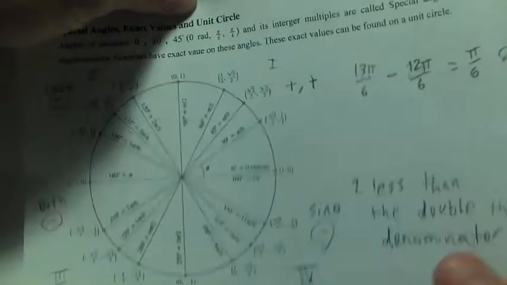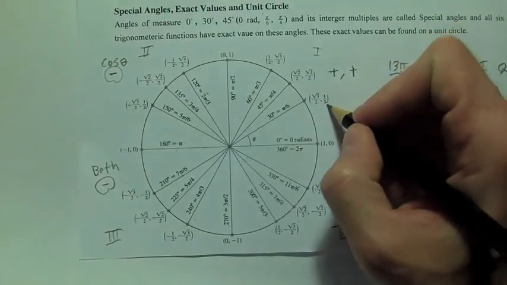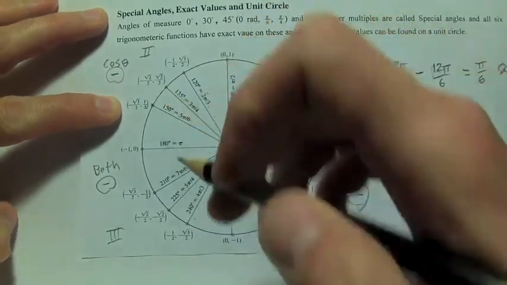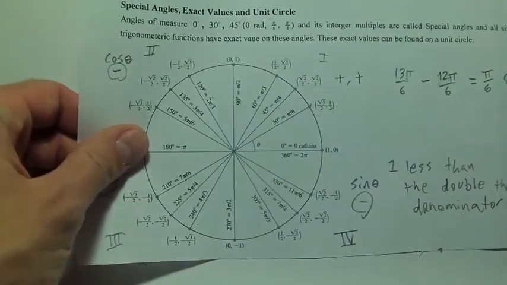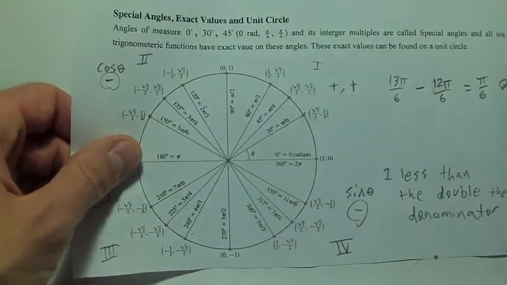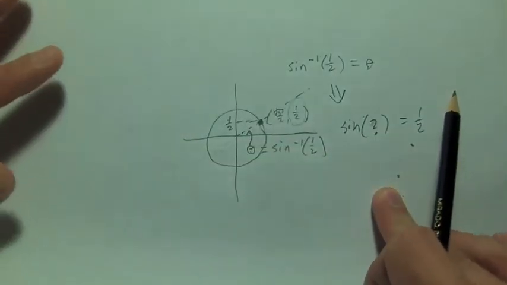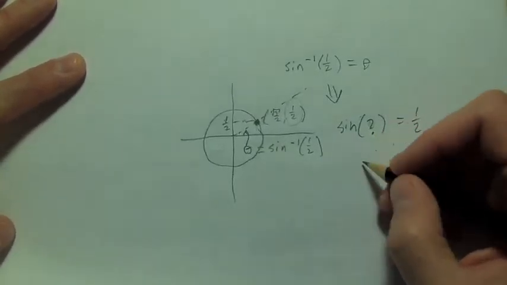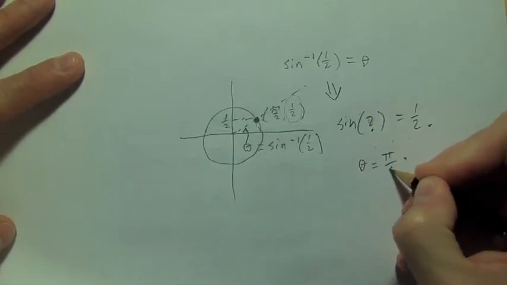Yeah, if I go back to the unit circle here, here's a y coordinate of 1/2, but here's another one over here. Right? So because of that little problem, we actually are only looking between negative pi over 2 and pi over 2. Okay? So sine of what angle equals 1/2? Well, theta is equal to pi over 6.